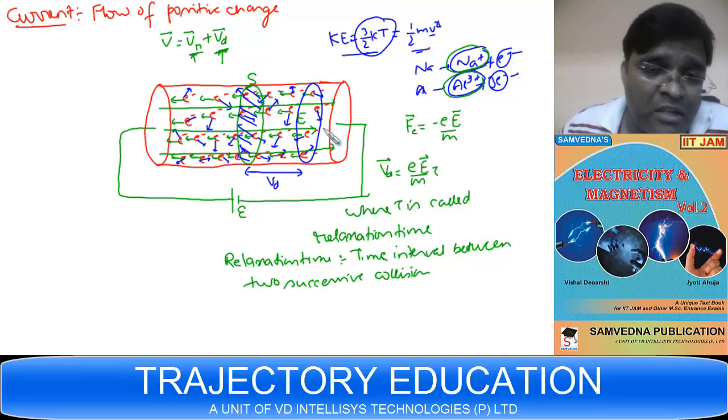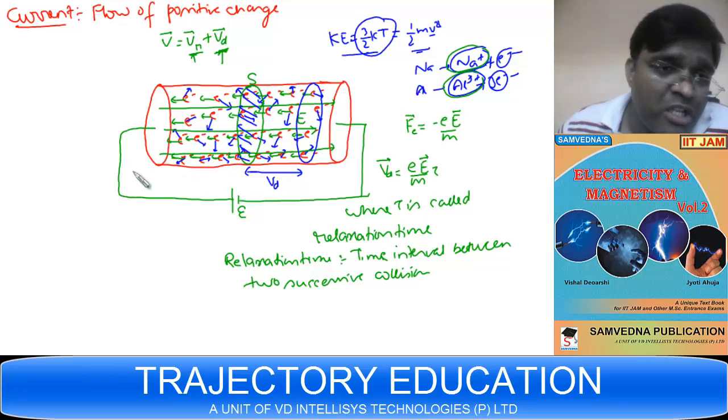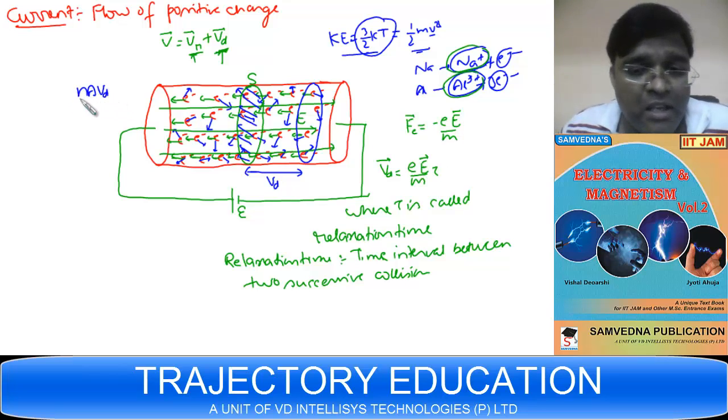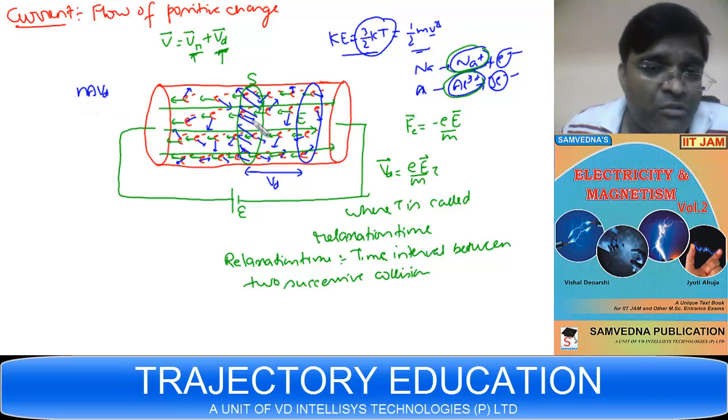So an electron which is at a distance more than Vd may not be able to cross this surface S in the next 1 second, but all the electrons lying in this region will cross S in the next 1 second. So what is the number of electrons lying in this region? It's N A Vd. N is the number of electrons per unit volume, A is the area of cross section, Vd is the drift velocity. And if I ask what is the amount of charge passing through the surface per second, you write minus e times N A Vd.